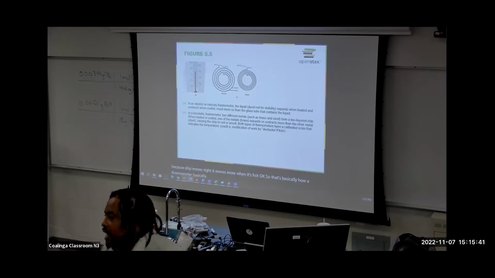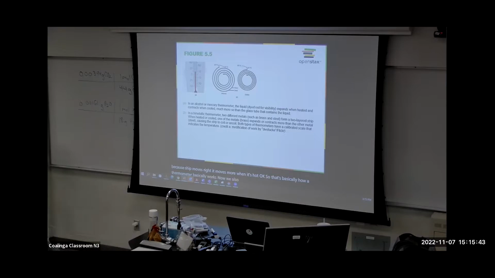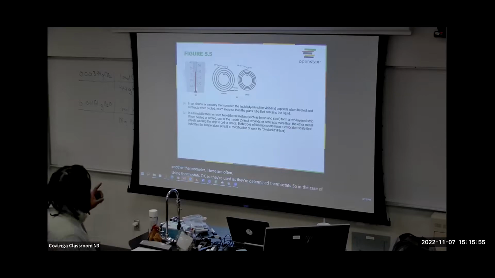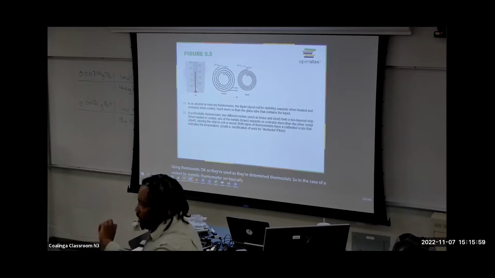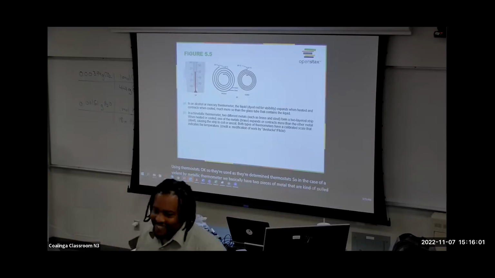Now we also have what we call a bimetallic thermometer. These are often used as thermostats. In the case of a bimetallic thermometer, we basically have two pieces of metal that are kind of pulled together.